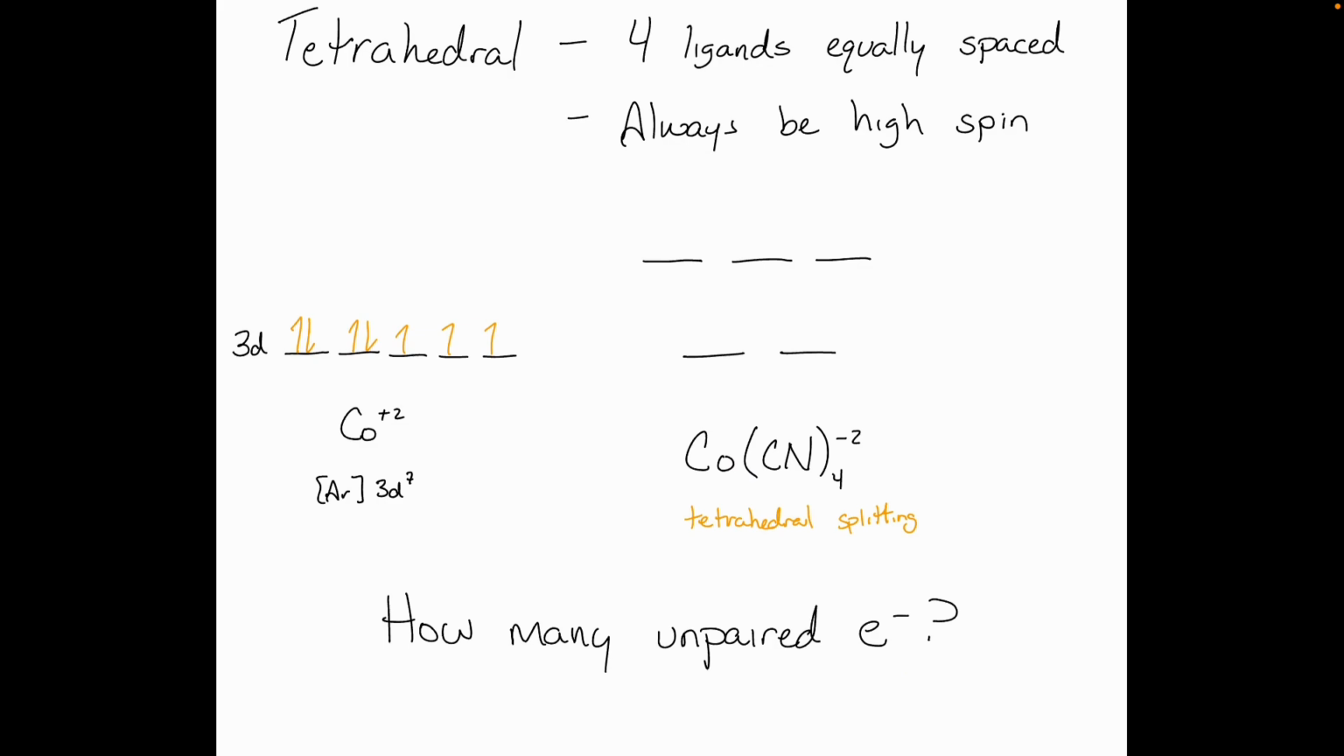But yes, regardless of the ligand identity in tetrahedrals, it's always high spin. All right, so how many unpaired electrons? 3. Awesome. So remember what high spin means. It means I'm going to go through and half fill all those orbitals first. So I got 7 electrons to put down. 1, 2, 3, 4, 5. Now I'll go back and double up. 6, 7. So indeed there are 3 unpaired electrons in this complex. Okay? And again, what we got to remember is tetrahedral is always high spin regardless of what ligand you use.